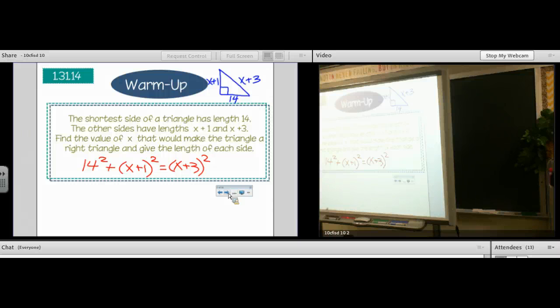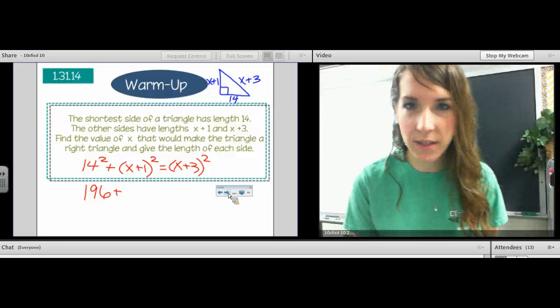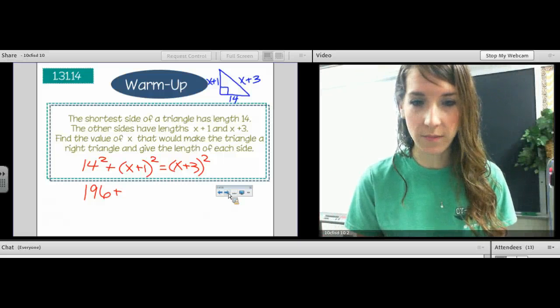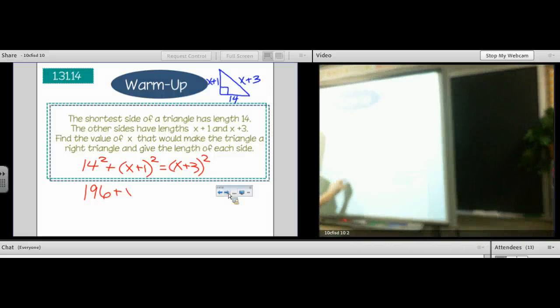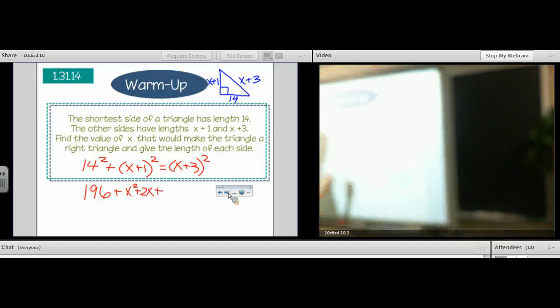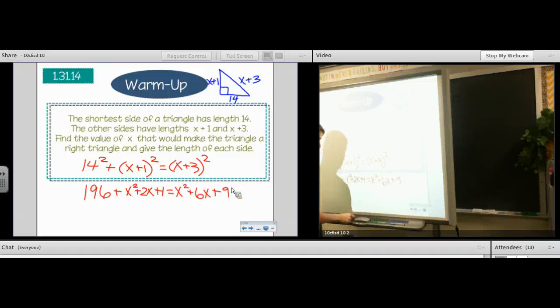14 squared is 196. x plus 1 squared. Don't say x squared plus 1, because you do have to FOIL. You have to FOIL it. So that would be x squared plus 2x plus 1 equals, and I'm going to FOIL this one as well. You can use the box method if you need to. x squared plus 6x plus 9.